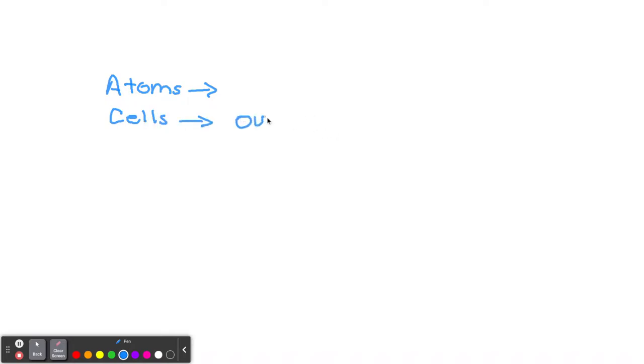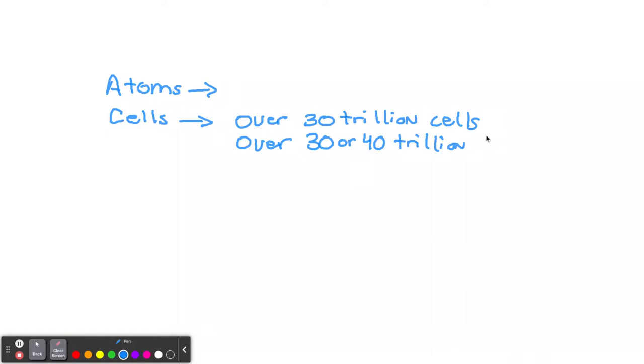So, we have over 30 trillion cells in our body. It's a lot of cells. But we have more, we have over 30 or 40 trillion bacteria in us that are vital to us also. And we'll talk more about bacteria in other videos. We also have a lot of viruses in us. And some scientists think we may have over 200 trillion viruses in us.